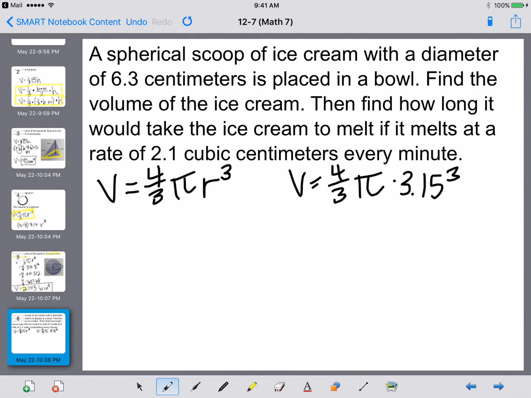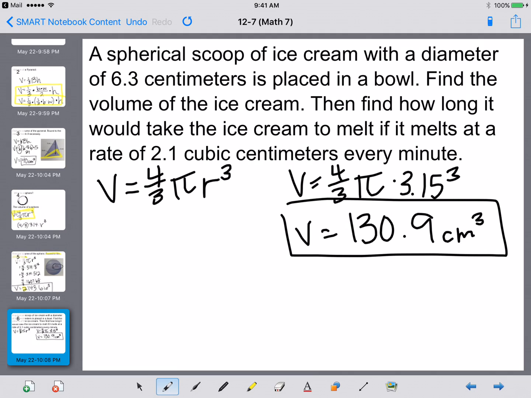So parenthesis 4 divided by 3 parenthesis. And I end up with a volume of 130.857, so 130.9 centimeters cubed. It then wants us to find out, so boom, there's an answer. I'm going to circle it. How long it would take the ice cream to melt if it melts at a rate of 2.1 cubic centimeters every minute. So if we have 130.9 centimeters cubed, we want to see how many minutes it takes.